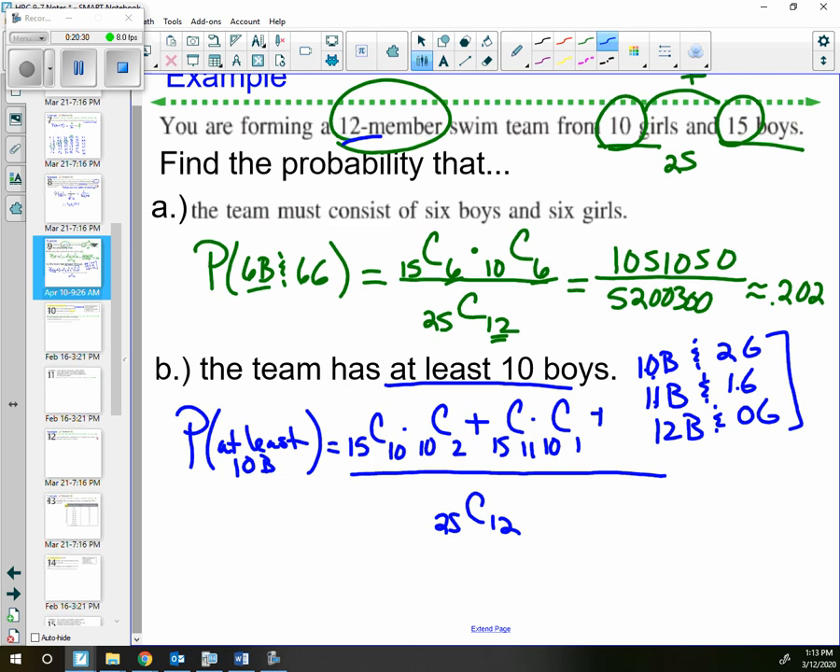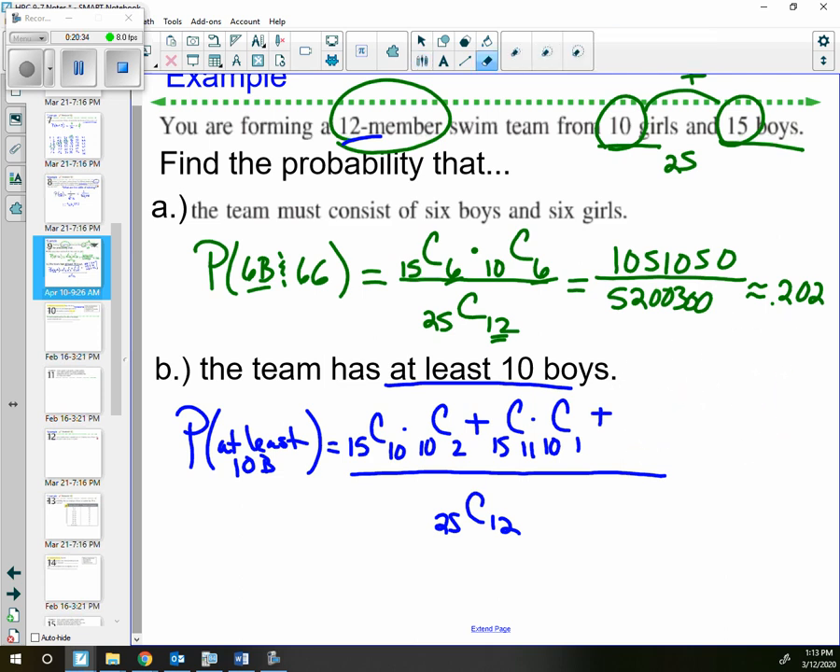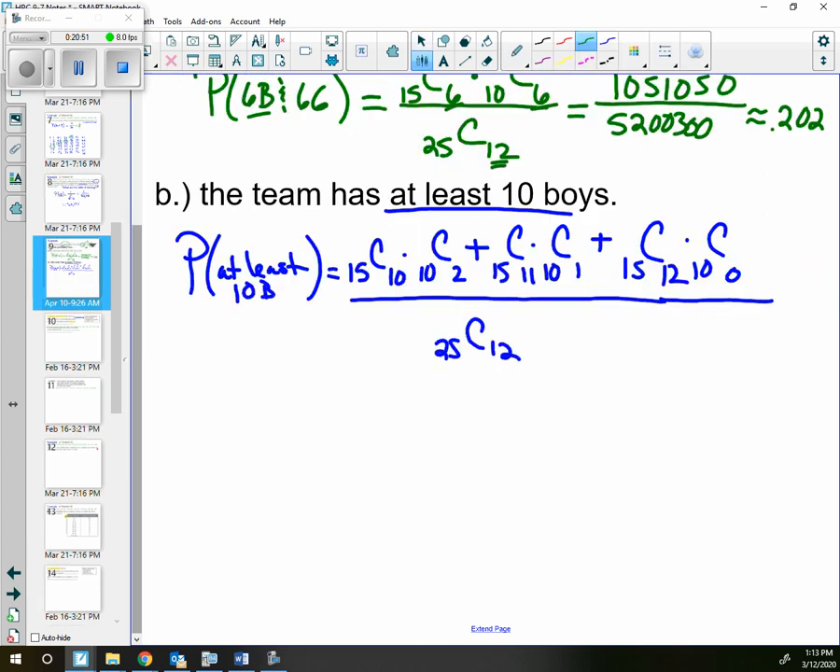Or, so plus, let's do the last one, the 12 and 0. So I would do 15 choose all 12. Technically, you could say 10 choose 0. 10 choose 0 is always 1. How many ways can you choose nothing? One way, choose nothing. So you wouldn't really have to write that, but sometimes people like to see what that value is. All right, so let's take a peek and see what that value is.